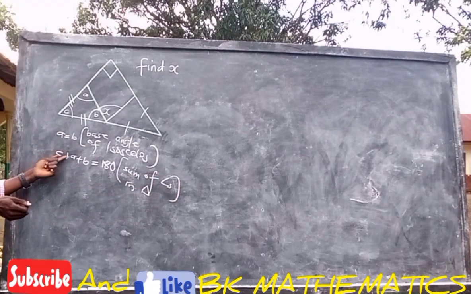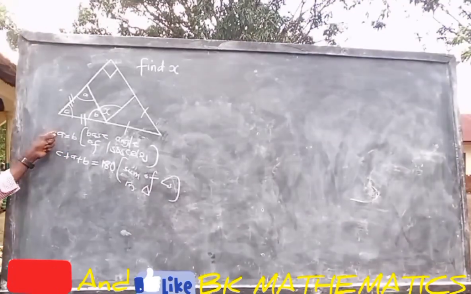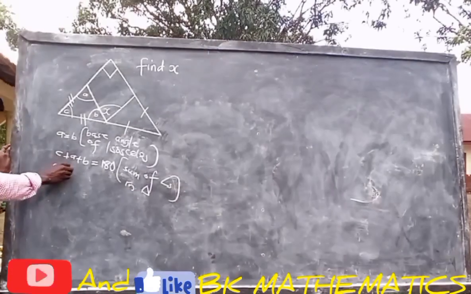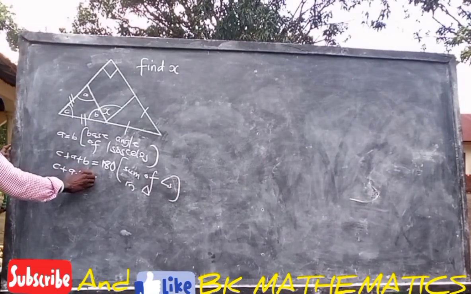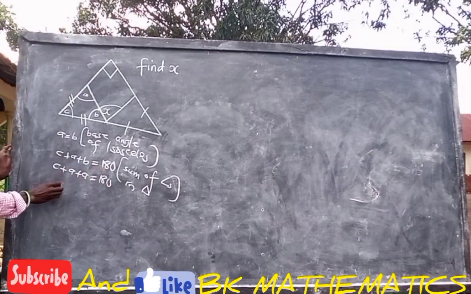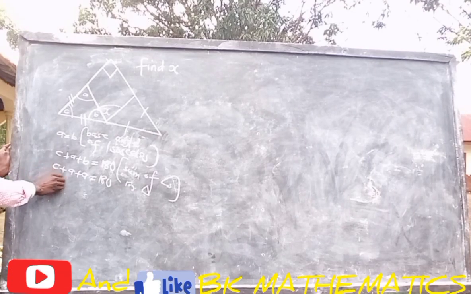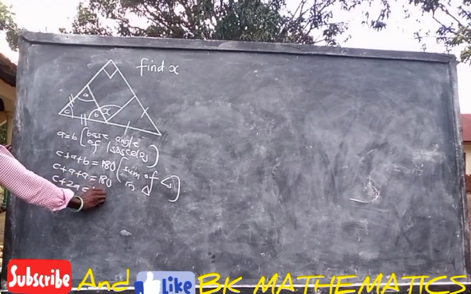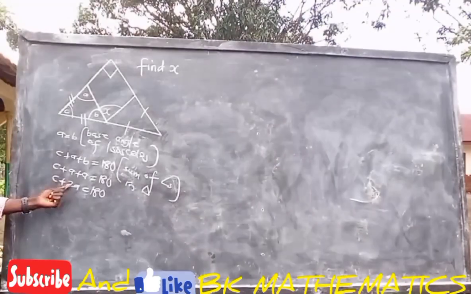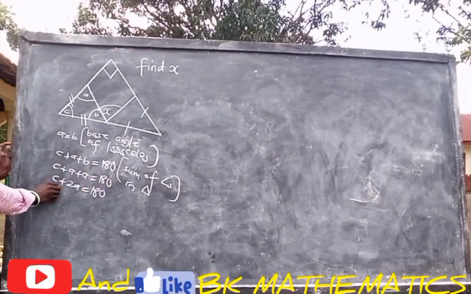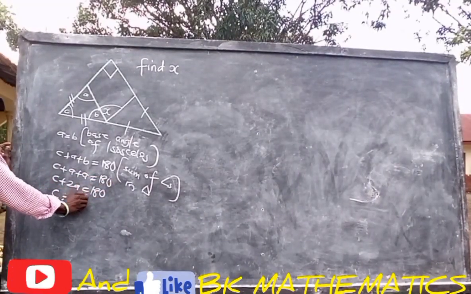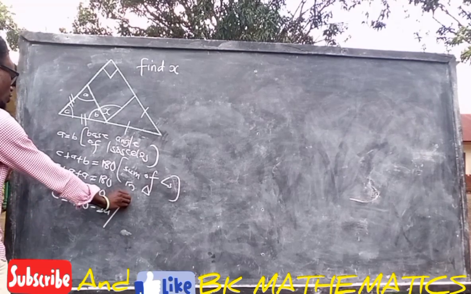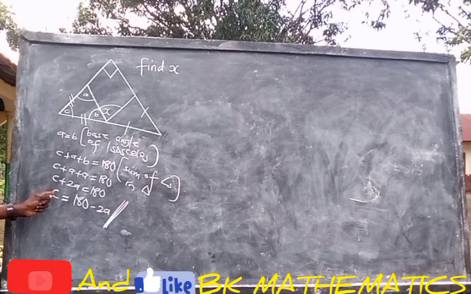But remember, if A is equal to B, just like B is also equal to A, therefore C plus A plus A becomes 180 degrees. Then we want to find C. We say C plus 2A is equal to 180 degrees. Then if you want to find C, this 2A moves to the other side. Then C becomes 180 minus 2A. So this is the value of C that we just found.